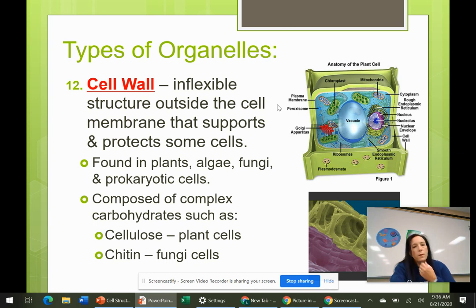The cell wall. The cell wall is found in plants, algae, fungi, and prokaryotic cells. It keeps its structure outside the cell, and it protects some cells. That's why when you look at microscopic views of plant cells, they look like rectangles. They're composed of complex carbohydrates. So in plant cells, it's cellulose, and in fungi cells, it's called chitin. I might be saying that wrong, but I don't think so.